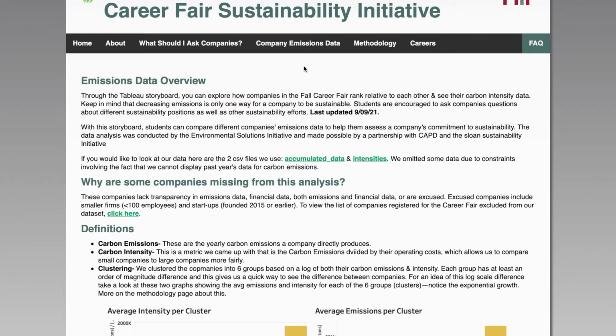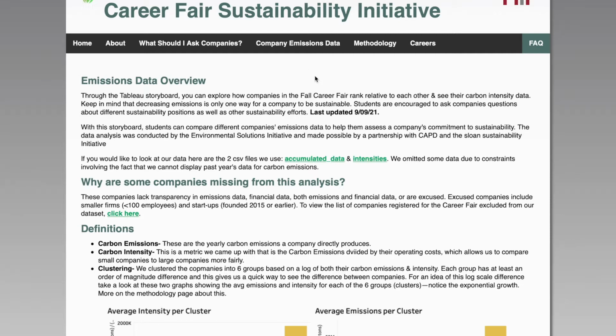But it's important to recognize that this data is a small part of what sustainability might mean for a company. We are not looking at the context of what this data might mean, what programs or goals the company has in place to be more sustainable, but we wanted to provide specific data that students can use as a jumping off point in their discussions about sustainability.